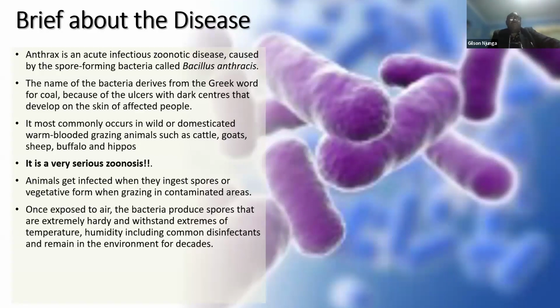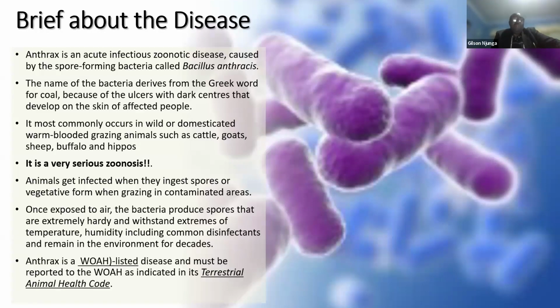Already Dr. Fausta talked about zoonosis, that these are diseases that are transmitted from animals to humans, and from humans back to animals. Animals get infected mostly by ingesting the spores, once they germinate into the vegetative form. Once exposed to air, the bacteria produce spores that are extremely hardy and withstand extreme temperatures and conditions. A good example is what I explained: it took more than 70 years for Malawi to have an outbreak of anthrax. Yet we believe the spores were there, only that the environment was not conducive for them to start sporulating. But that happened because of the surveillance, which is attributed to climate change.